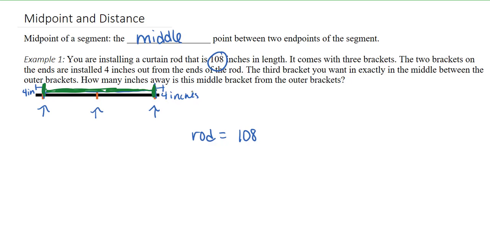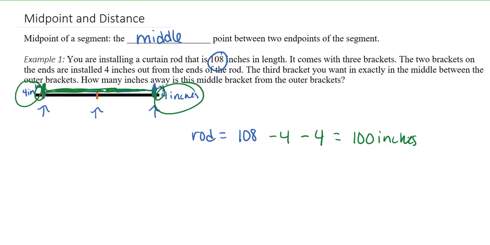So we have this key information of 4 inches and 4 inches. So we have a rod that's 108 inches. We go minus 4, minus 4. So why do we do that? Well, because we don't care about these 4 inches, so we can just get rid of it. So our rod is now going to be shortened. So we have 108 minus 4, which is 104. Minus another 4 is going to be 100 inches.